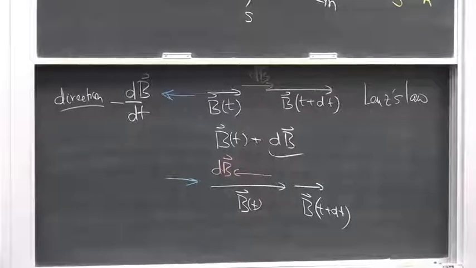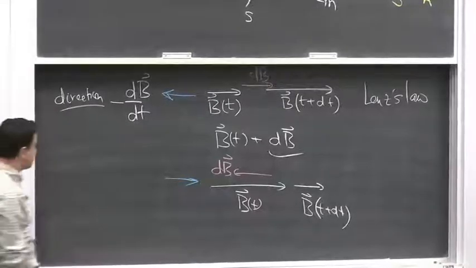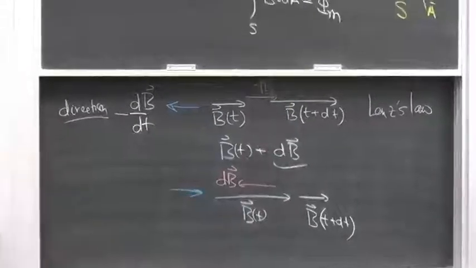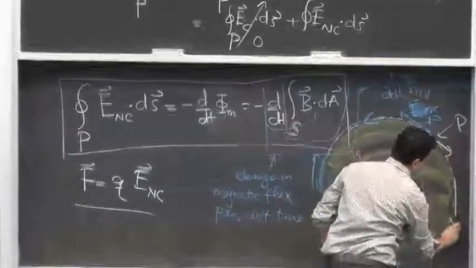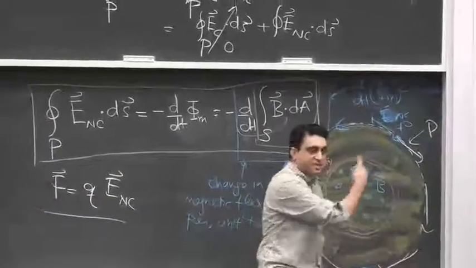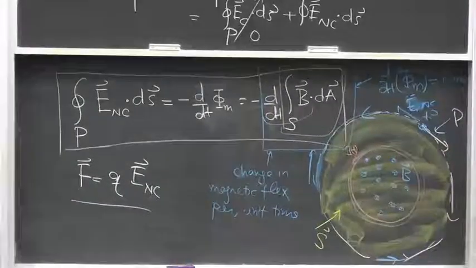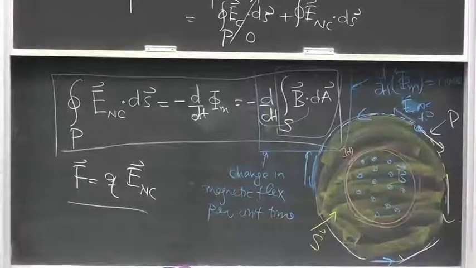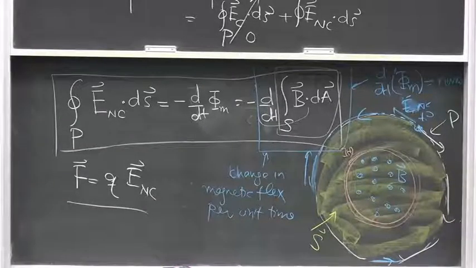So the field in this direction is trying to increase, so the induced current would try to induce a magnetic field in the opposite direction. So that's why this direction makes sense. So this particle P would move in this direction because the electric field is in that direction, and a positive charge would move in the direction of the electric field. Any question here?